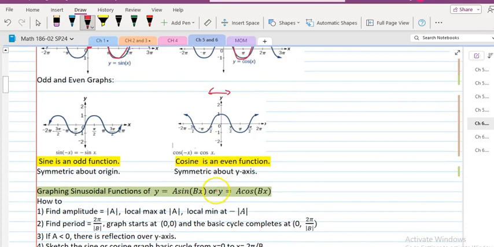So in the next video, we'll talk about how to graph not just y equals sine x or y equals cosine x, but a sine bx or a cosine bx, where you would have some number in front of the function and some number in front of x. What would it look like?